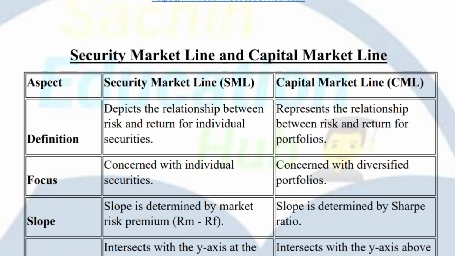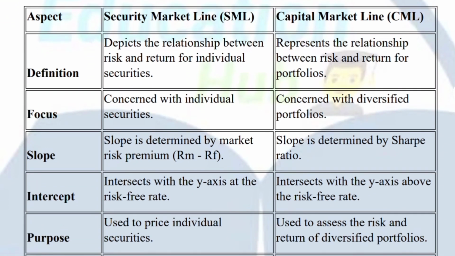I repeat my point again. Carefully understand these points. First of all, SML only focuses on the individual security's risk and return relationship by isolating the impact of other securities. But the CML, that is the capital market line, shows the trade-off between risk and return of the diversified portfolio by recognizing the combination of assets that can affect the overall risk and return of the portfolio. So this is the main target of both the lines, right?